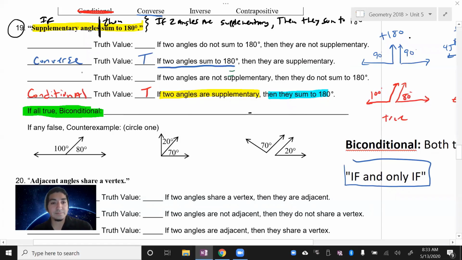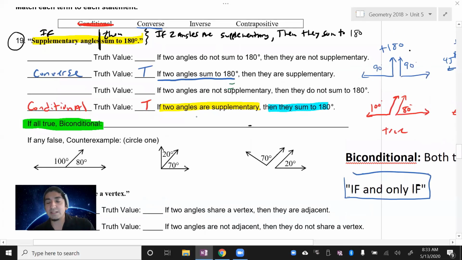Okay, so let's take the not of the conditional. So if the two angles are supplementary, we can put a not in there. So if two angles are not supplementary, then they do not add up to 180. So that means this is going to be my inverse.